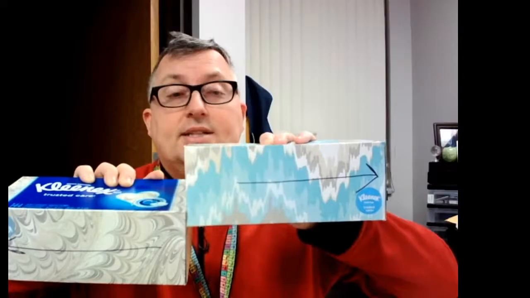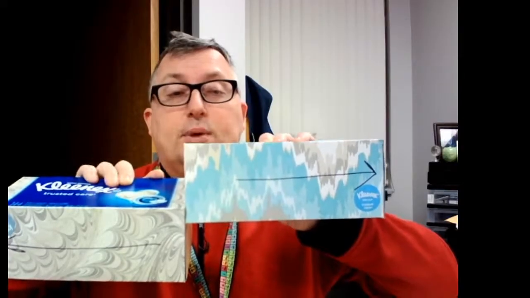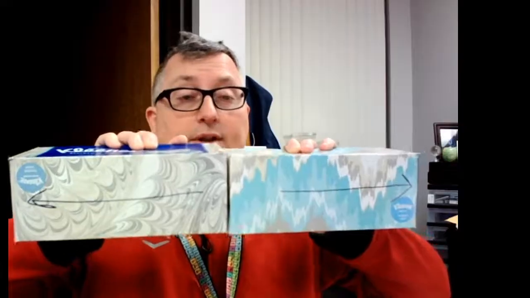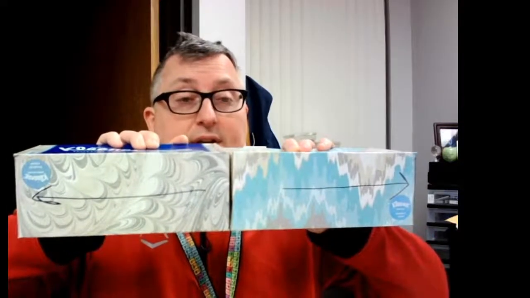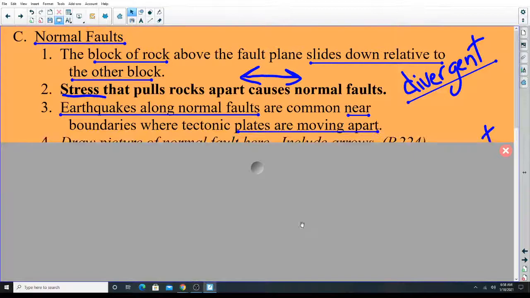If you notice, the one in this hand is still at chin level. This one right here is below chin level. So that is a normal fault. In a normal fault, it's divergent, and one slides down compared to the other. Excellent. So, let's get back.